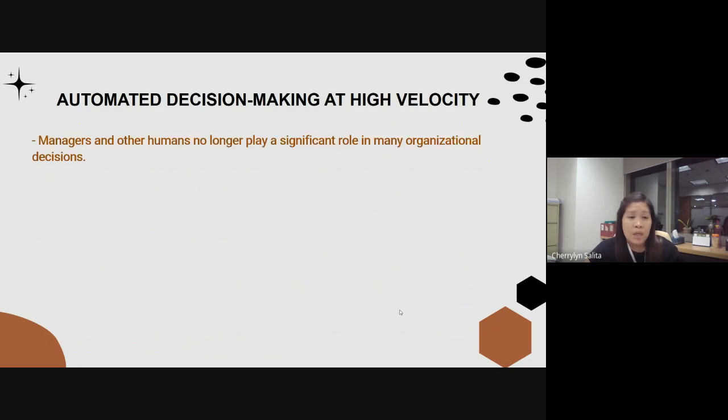So, nowadays, managers and other humans no longer play a significant role in many organizational decisions. Kagaya lang ng mga business intelligence companies. So yung mga highly automated companies, even yung mga companies na puro machines na yung ginagamit nila sa production. So yung mga decisions doon na everyday ginagawa ng typical na organization is naka-embed na doon sa mga machines nila na highly computerized yung mga decisions na kailangan nila sa operations.